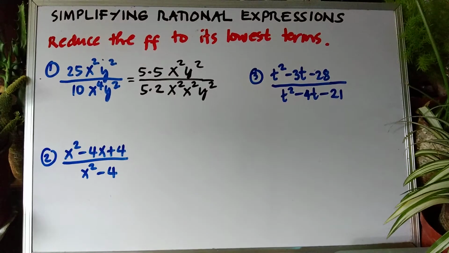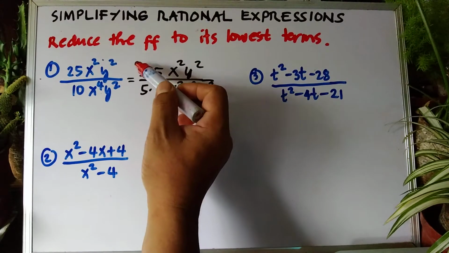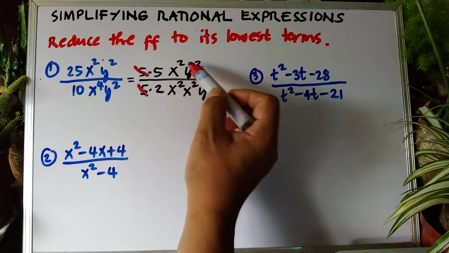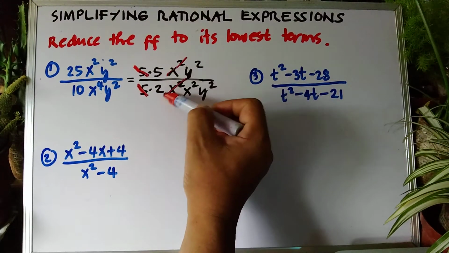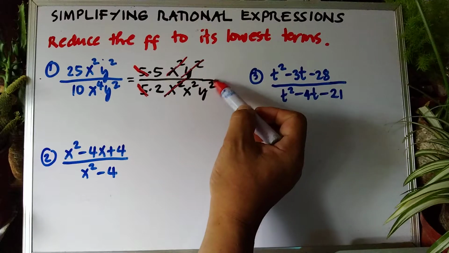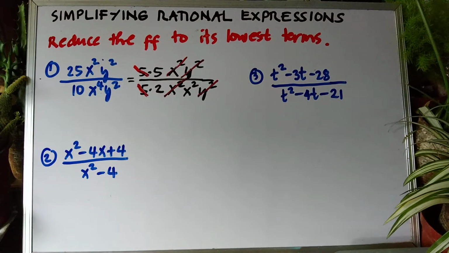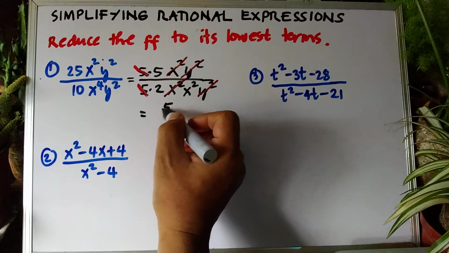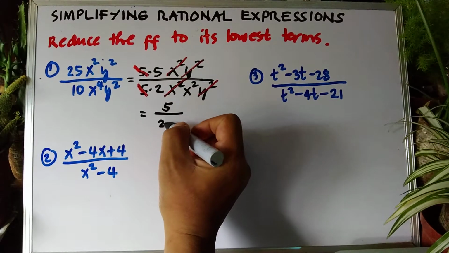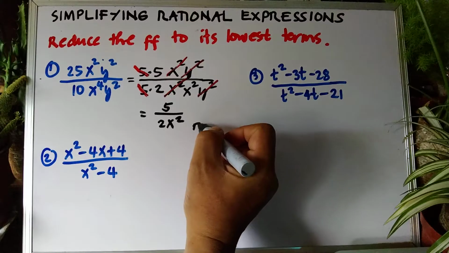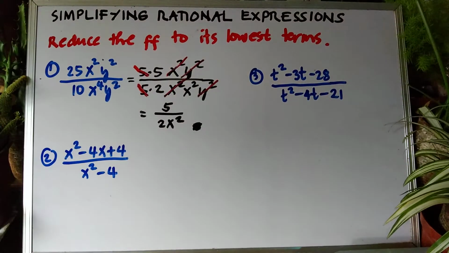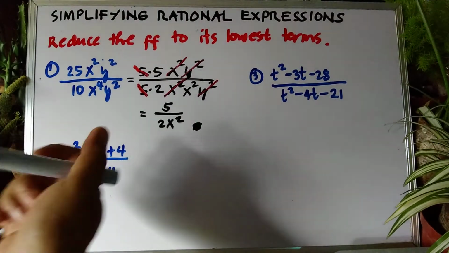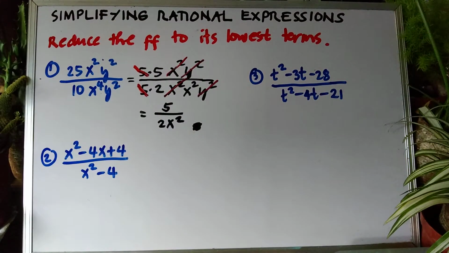From here, we could now cancel their common factors: 5, x squared, then y squared. So, what is left? You have 5 over 2x squared. That's the final answer. That's the reduced form of number 1, which is 5 over 2x squared.